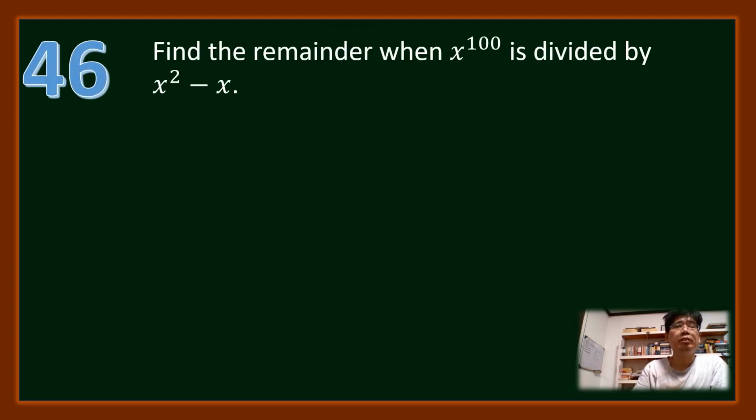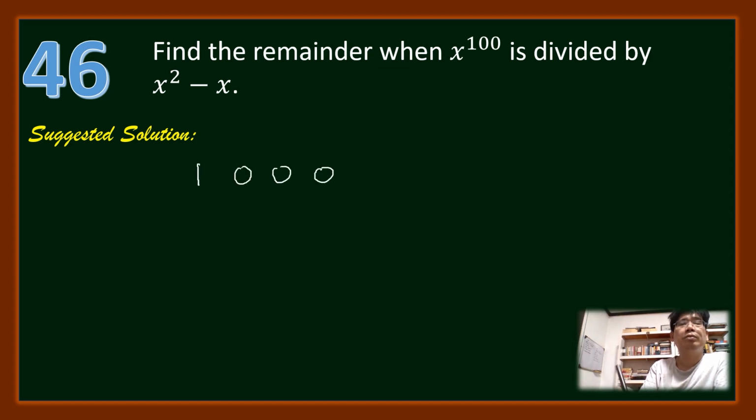Number 46. Find the remainder when x raised to 100 is divided by x squared minus x. For our suggested solution, let us use synthetic division with a quadratic divisor. Writing the coefficients of the polynomial x raised to 100, we have 1, 0, 0, 0 until we have 100 zeros.